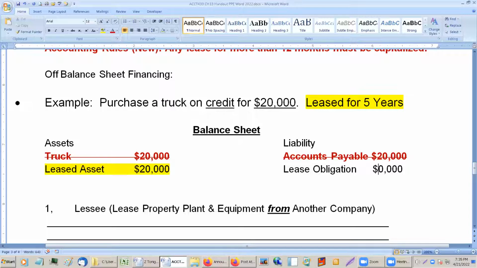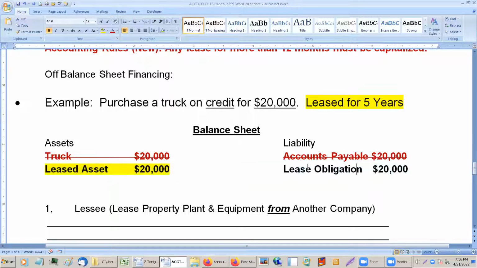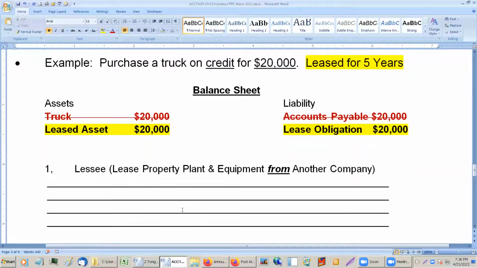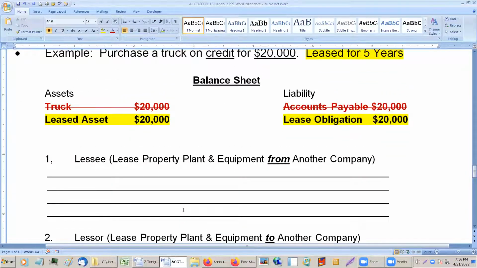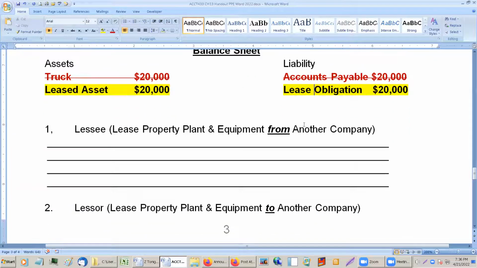Oh, that's not right. Okay, so if you lease it, if it's for more than a year, you're going to pick up a leased asset and a lease obligation. And like any lease obligation, any kind of a long-term liability, there's going to be interest on it.